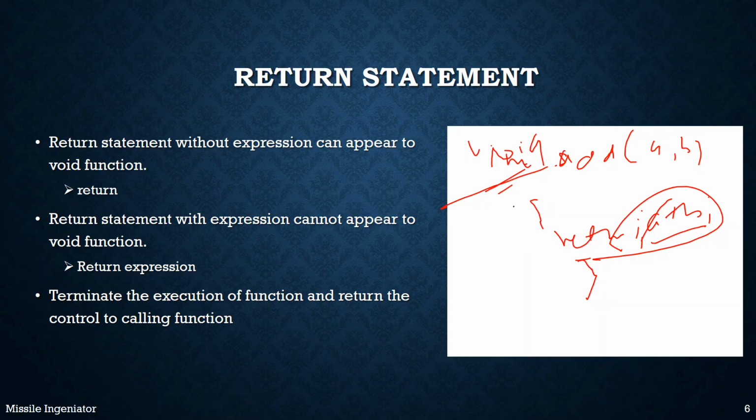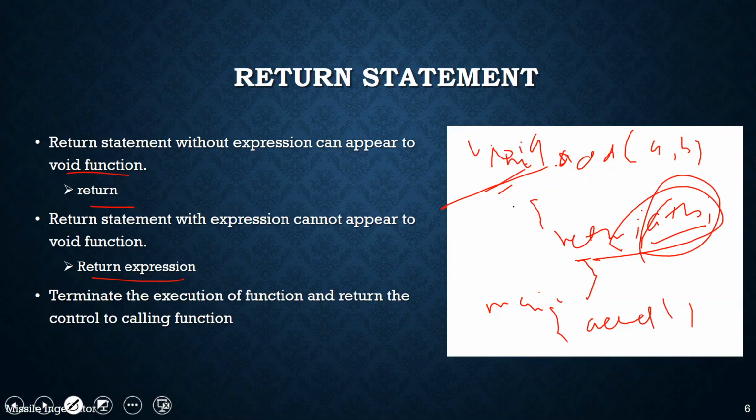If a return statement is without an expression, it can appear only in a void function, like return. But if it is a function other than void, then you can return an expression's value, like a plus b, whatever I'm giving as an example here. That's the return statement. It terminates the execution of the function and returns control to the calling function. Basically, suppose you have a main function here and you are calling your add function. As soon as you encounter add, it goes to the add function, checks whatever is written there, and then control comes back to the main function.